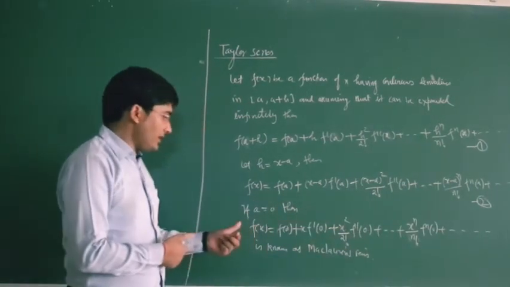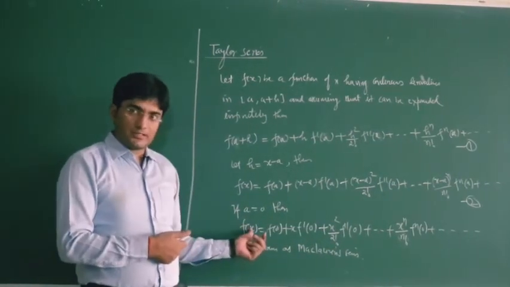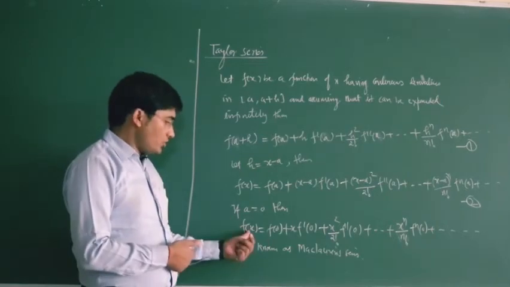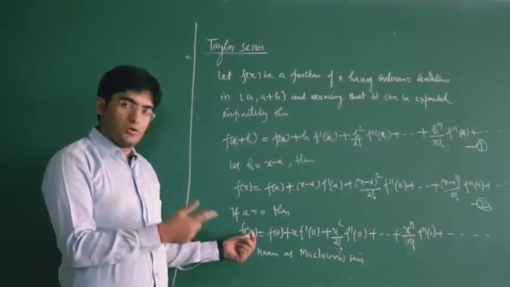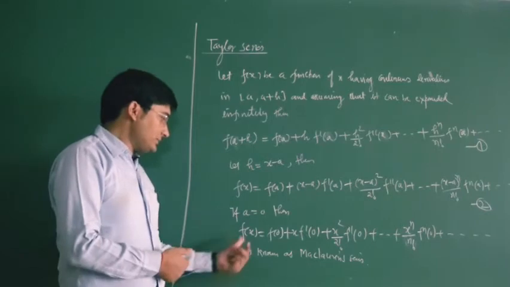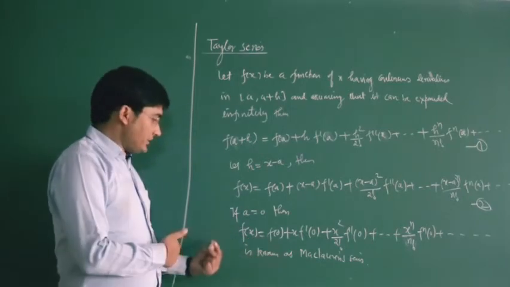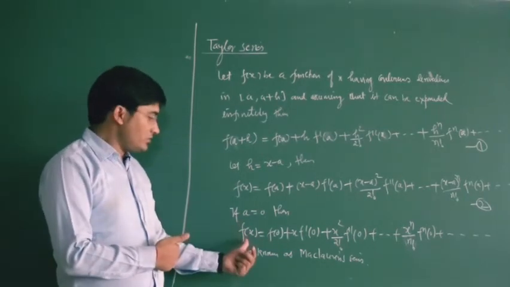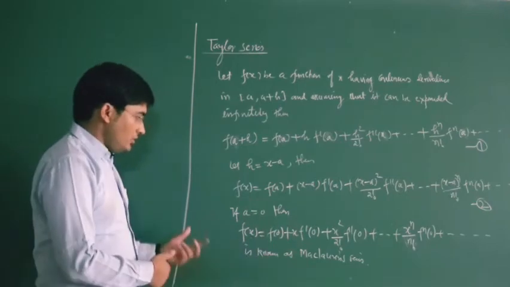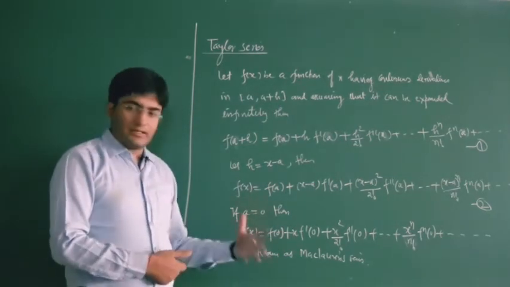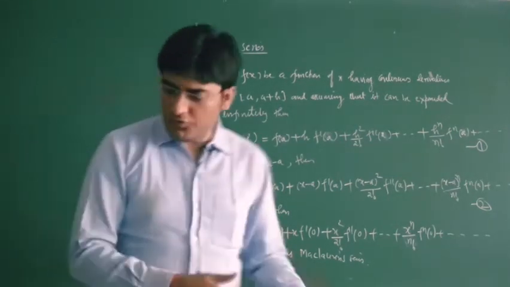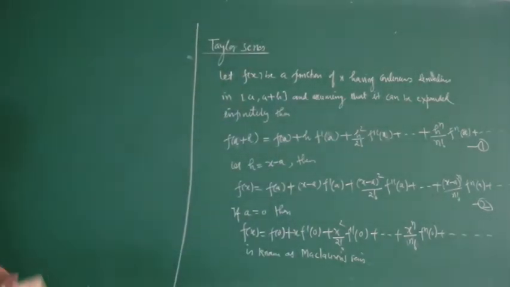Maclaurin series is very important because we can expand any function in ascending power of x. For example, we can have the series for sin x, cos x, e power x, log(1 plus x), tan inverse x, and tan x. So this one is very important because we can have series for many functions. So let us find out the series.